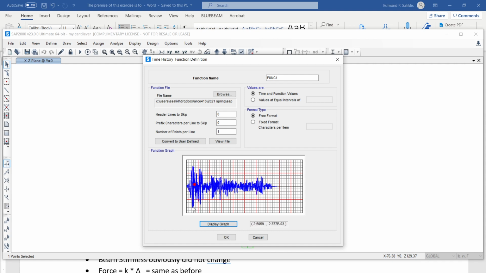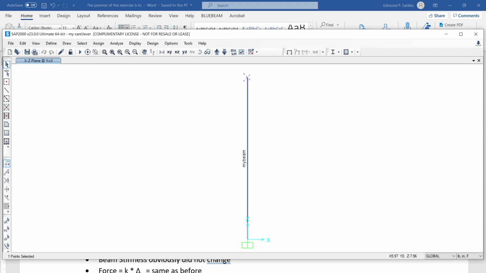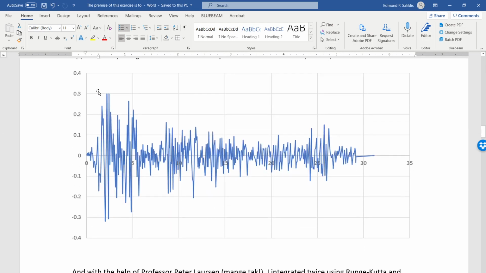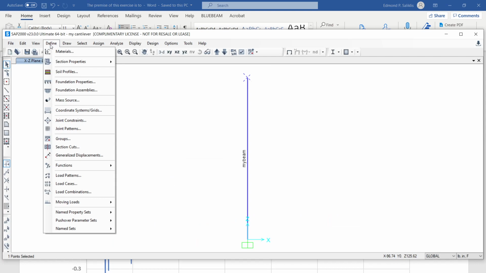You could bounce your mouse around here. That is what you want to do. You want time and function, or you could do values at equal intervals of time, but this one happened to be time and function. Refresh the graph there, okay? So that is this time history here. It looks like this. Now notice it is about 0.3 plus or minus 0.3 gravity. So that's the function, the time history.